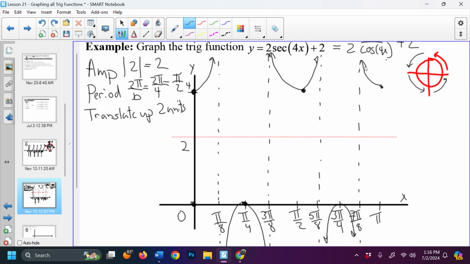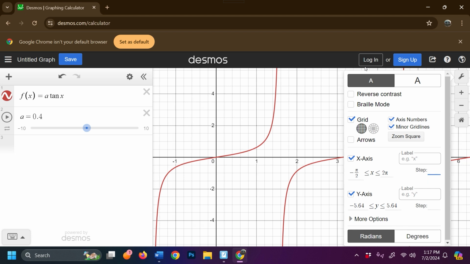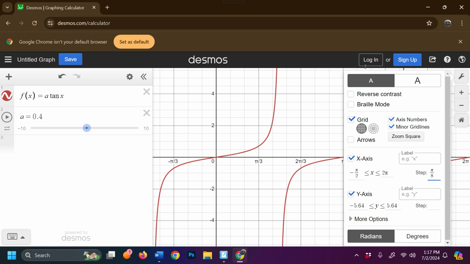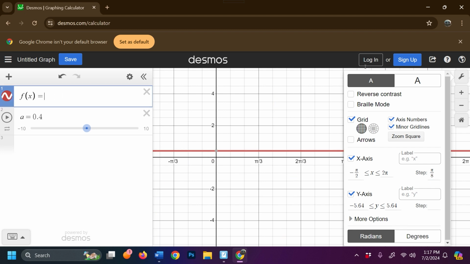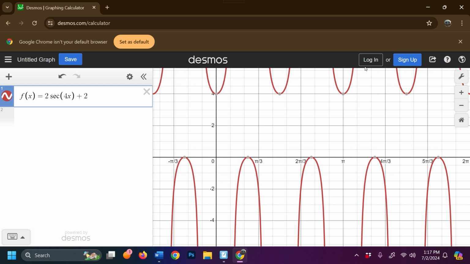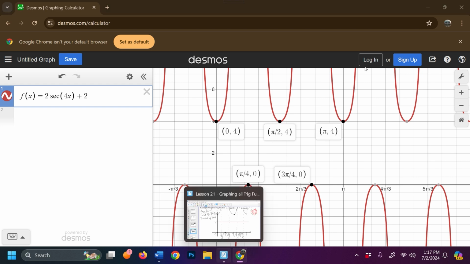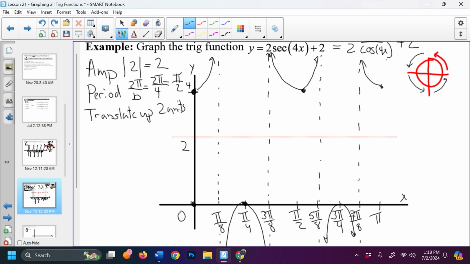All right, let's quickly check in Desmos. So I'll go over to Desmos. We'll change my x-axis to only go to 2 pi, and we'll change the step to go to pi over 8, and then we will come back over here and we will change this graph to 2 secant 4x plus 2. And if I pull down here, we can see that we have 0, 4, we have pi over 4, 0, we have pi over 2, 4, we have 3 pi over 4, 0, and we have pi, 4. And if we go back here, at 0 we have 4, and at pi over 4 we have 0. So I feel very confident in that graph.